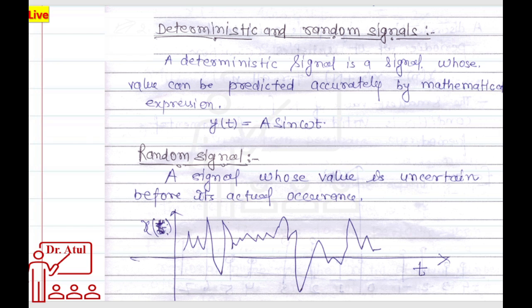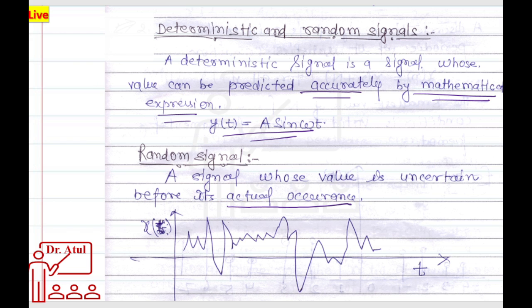For example, here I have written the definition. A deterministic signal is a signal whose value can be predicted accurately by a mathematical expression. Y equal to a sin omega t. This is a deterministic signal, and if it is moving some way, with no pre-decided function, then that is random. So this is an example whose value is very uncertain. A signal whose value is uncertain before its actual occurrence is called a random signal.